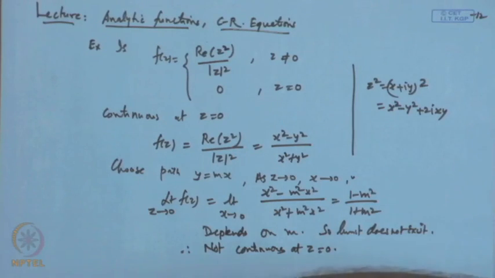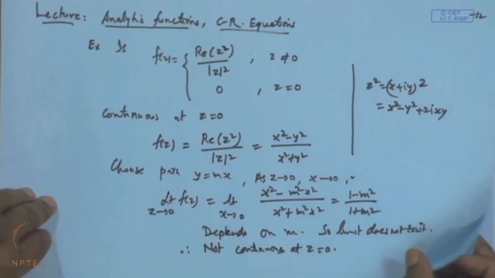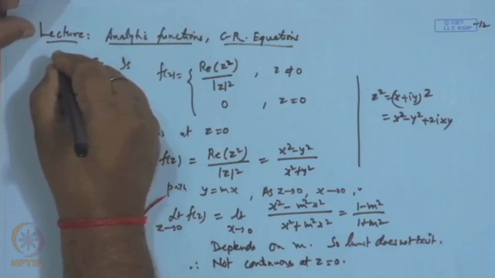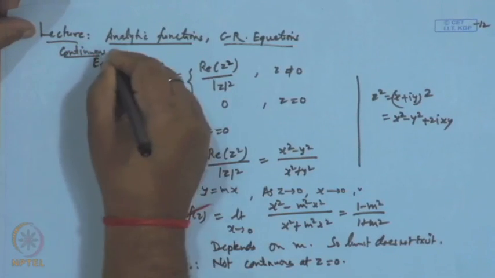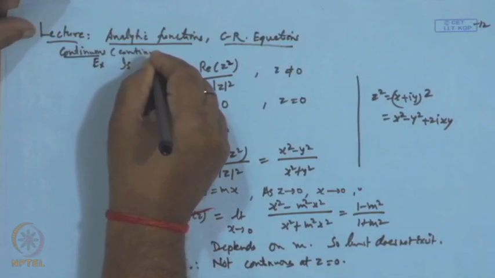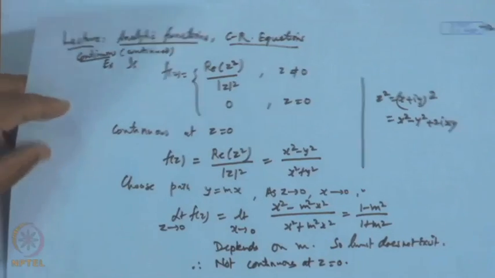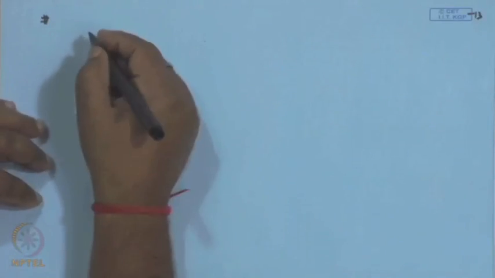This is an example of a discontinuous function. Now we go to the differentiability of the function, starting with the definition.